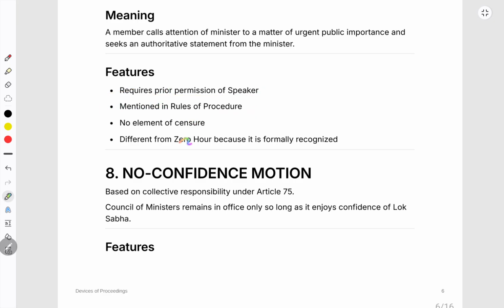Okay, so zero hour was not formally recognized. Zero hour was not mentioned in the rules of procedure. So calling attention motion is different from zero hour because this is formally recognized. This is mentioned in the rules of procedure. Okay, and this requires prior permission of the Speaker, and it does not contain any element of censure, right?